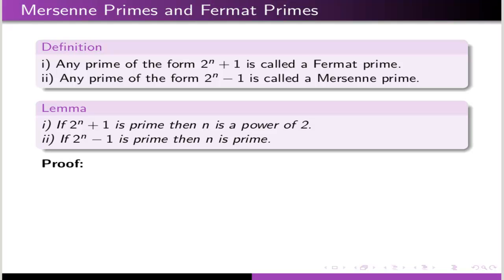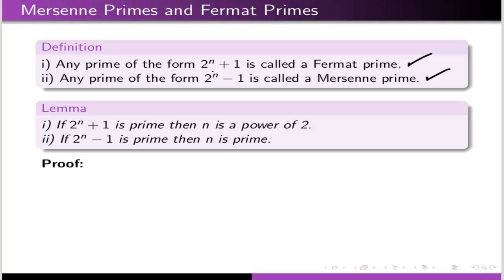Okay, so what are Mersenne and Fermat primes? Any number that is one more than a power of 2, that's a prime, is called a Fermat prime. And any prime that is one less than a power of 2 is called a Mersenne prime. There are a lot of remarkable properties that these numbers have. For instance, all of the largest known prime numbers are Mersenne primes. Having this special form gives us more power to discover properties about them.